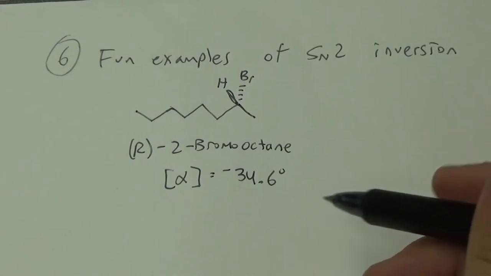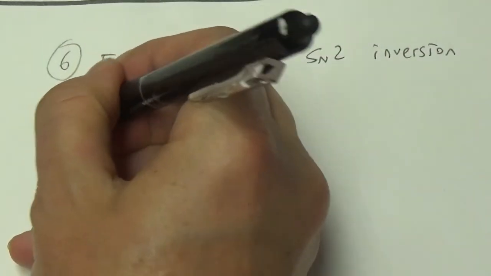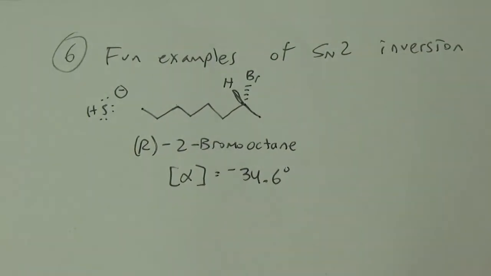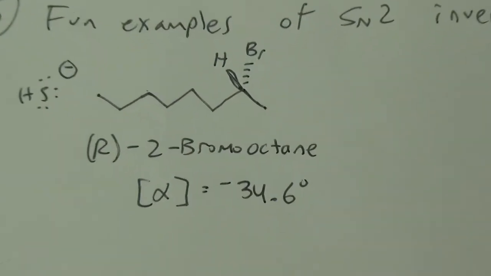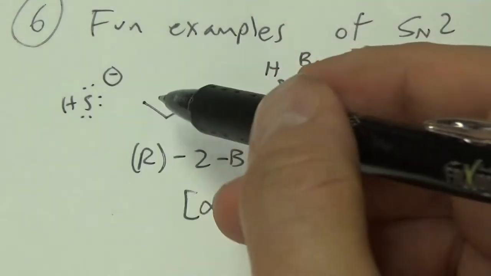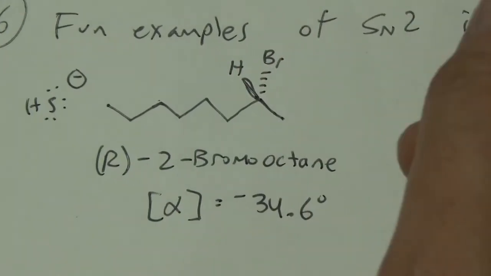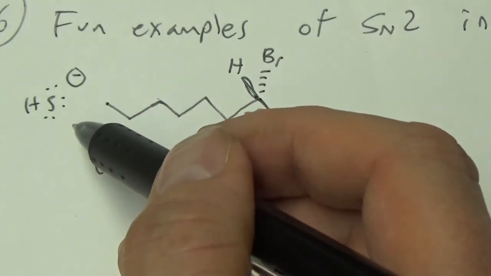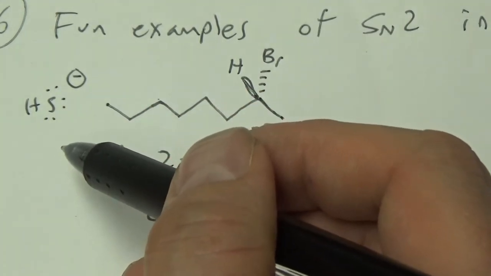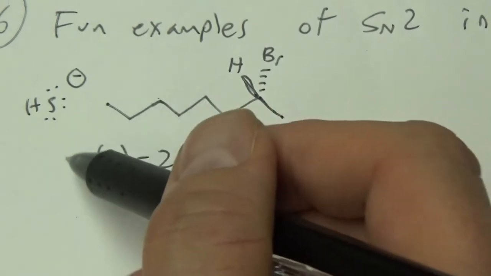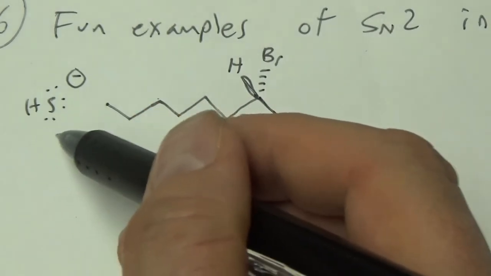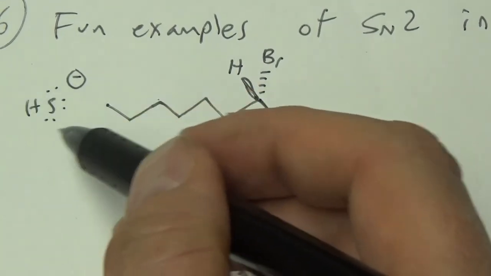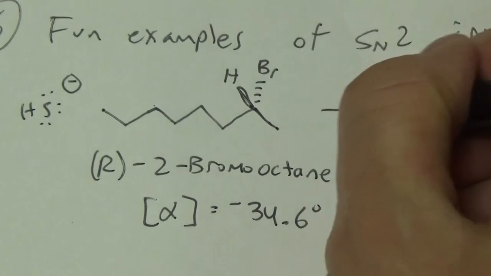Okay, and let's react this with HS minus, which is a great nucleophile. We'll talk about nucleophilicity in a bit. HS minus, wonderful nucleophile, and it has to do with the fact that it's lower on the periodic table, so it's polarizable. We'll describe this as a polarizable nucleophile, and polarizable nucleophiles are always good nucleophiles. We'll talk about that a bit more later.